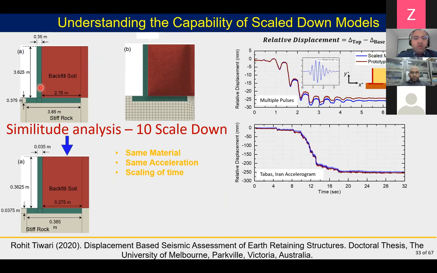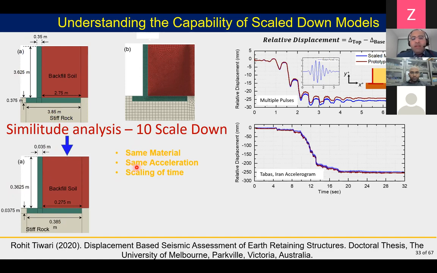And now what we did, we tried to scale down the model. So this was the structural prototype model. See the dimension, 3.625 meter. We designed it statically in order to have a safe factor of safety during earthquake loading conditions. And then we scaled it down by a factor of 10. So this is the new dimension of the height, which is 3.625 to 0.3625, and the same thing for all other dimensions. So this is a 10 times scaled down model.